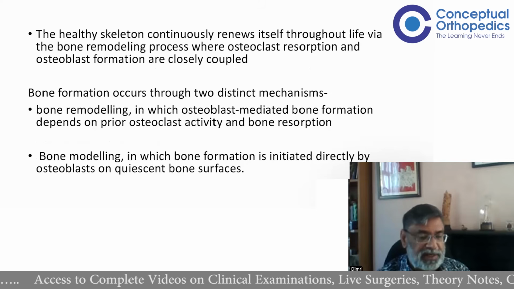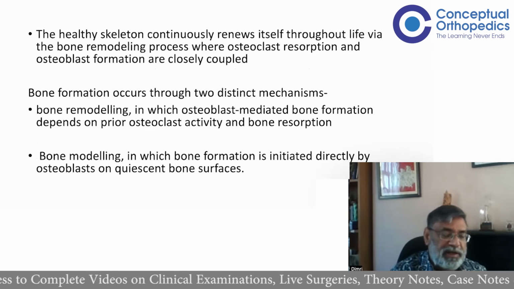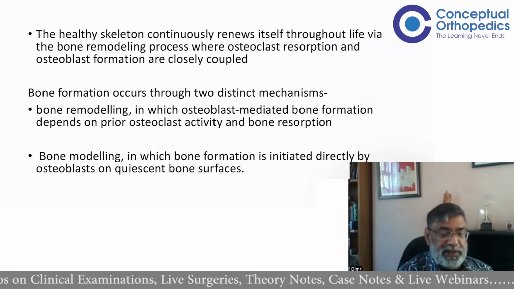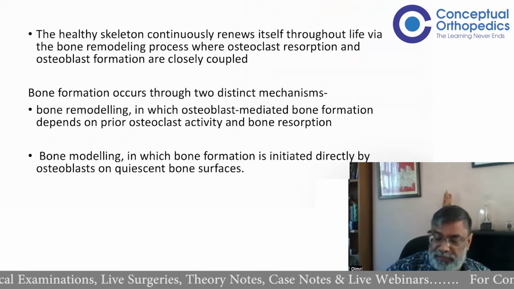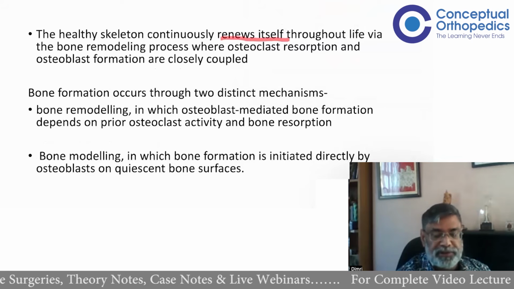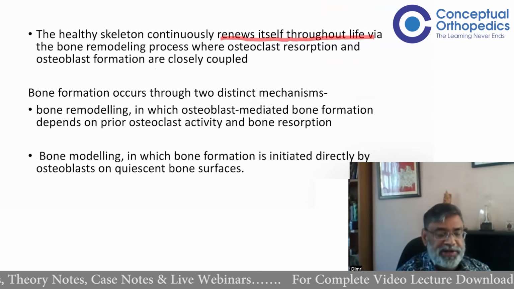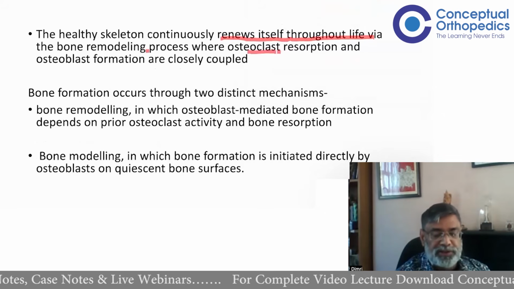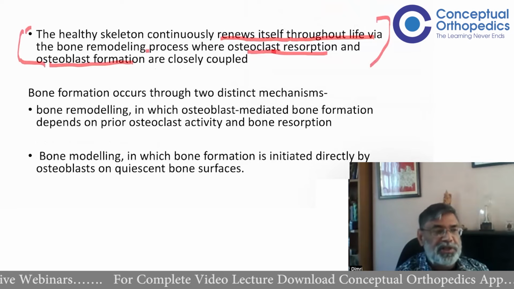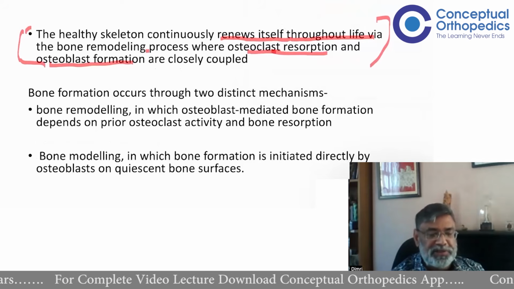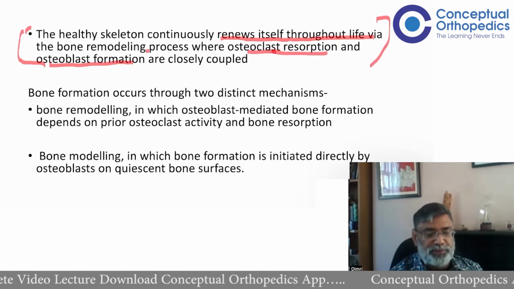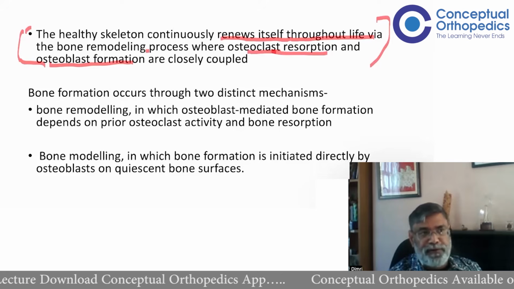So let's discuss that. First thing is the definition of bone remodeling. In a healthy skeleton, that means your skeleton, my skeleton, it is continuously renewing itself. It continues throughout our life via the remodeling process where osteoclast resorb bone and osteoblast form bone. So what is remodeling? Remodeling is nothing but new bone formation, which is continuously happening, but first osteoclast has to absorb the bone and then osteoblast have to form the bone.